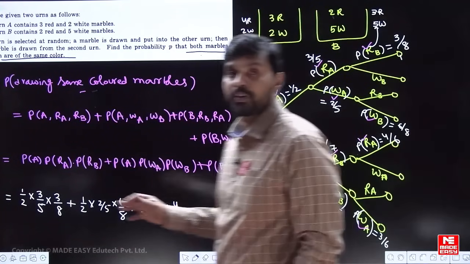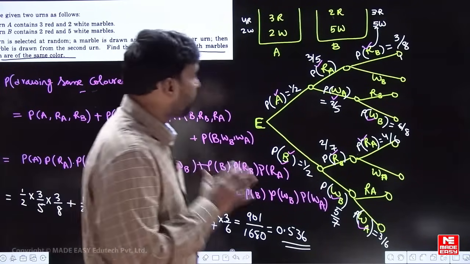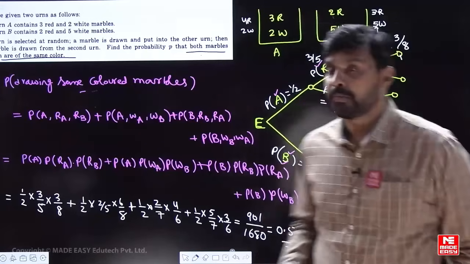So it's a very good question of sequential events, beta. Whenever a question on sequential events comes, this is the way you have to draw the tree diagram and place the answer.